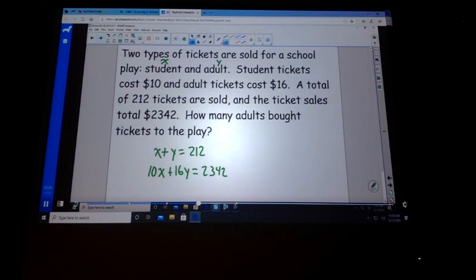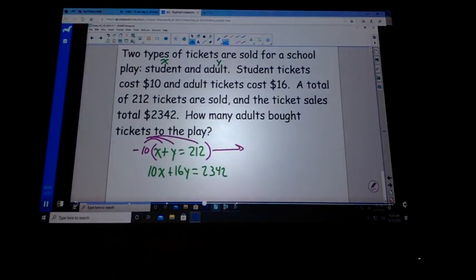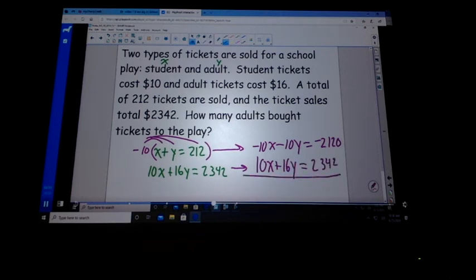So what we should do is let's think about getting rid of x. So I'm going to multiply this whole top one by -10 because I got a positive 10x and a negative 10x. Distribute that over the parentheses. So off to the side, this is going to give me negative 10x minus 10y minus 2120. And then I have this other equation, I'm just going to bring straight over. 10x plus 16y is equal to 2342. So if we add these both together, those cancel out.